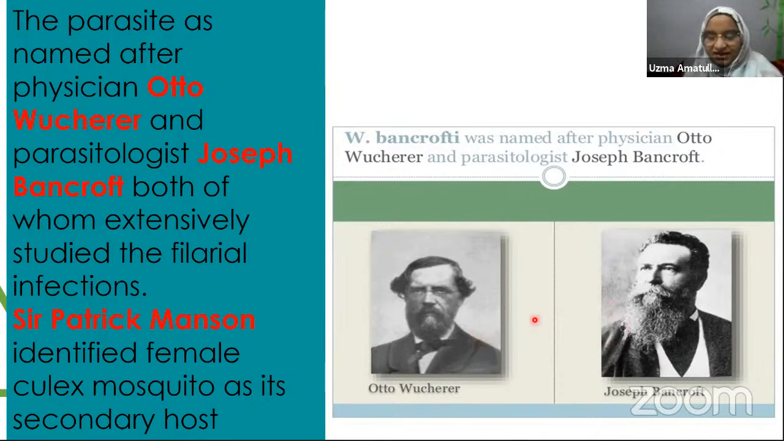They studied filarial infections and found out this worm, and then they gave the name to this worm on their names. That is Wuchereria bancrofti. Now here, another person, his name is Sir Patrick Manson. He identified that the female culex mosquito is the secondary host to this parasite. So the man is the primary host and the female culex mosquito is the secondary host. Man harbors its sexual life cycle and the female mosquito harbors its asexual life cycle.